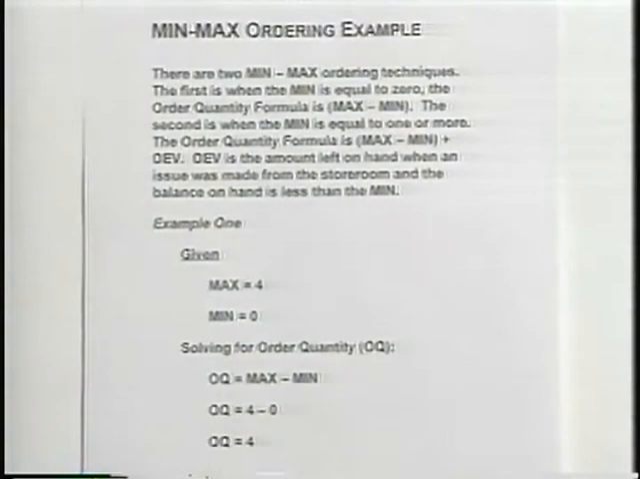Now going to page number 11H, we're going to look at the min-max ordering criteria. And in the first illustration, the minimum is 0 and the max is 4. That's given. So solving for the order quantity, and remember the order quantity is the max minus the min. So we'll put the data elements in there, 4 minus 0. So in this illustration, the order quantity is equal to 4.